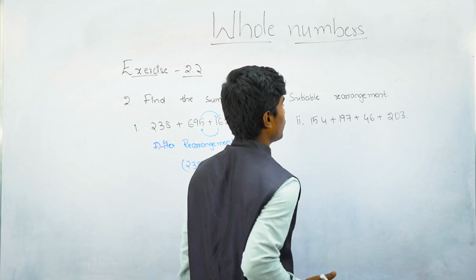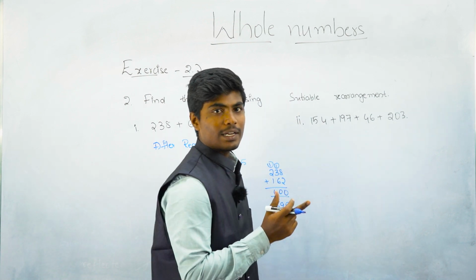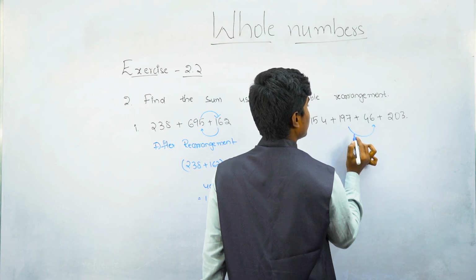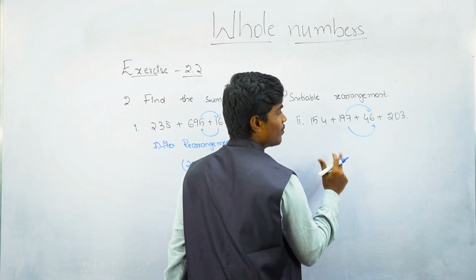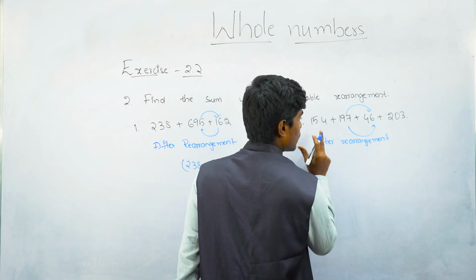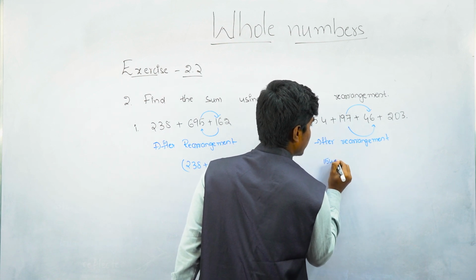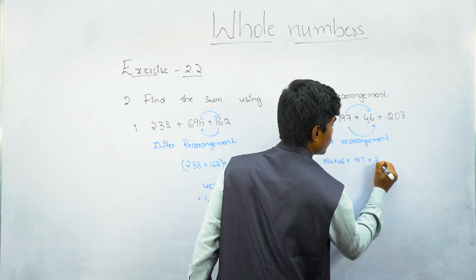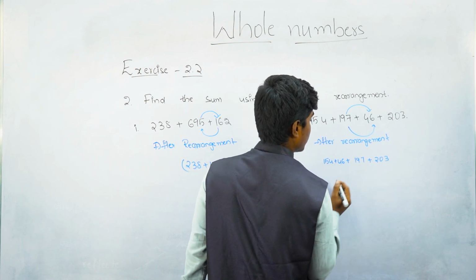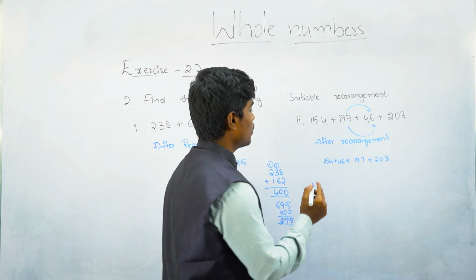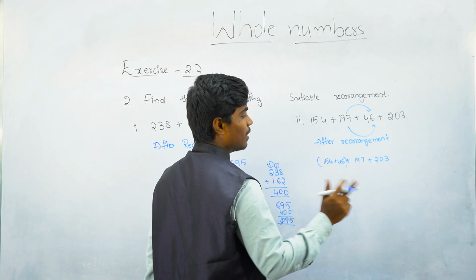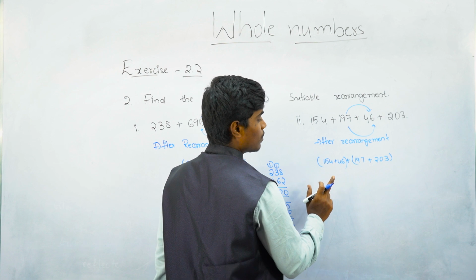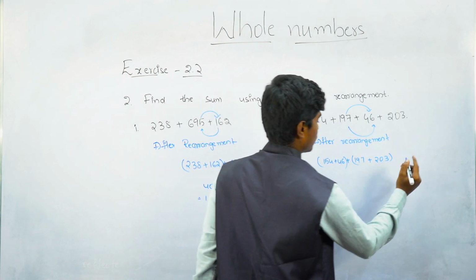Let's move on to the next problem. First, we have to rearrange the numbers. Let's swap the values, this 2 here and this 2. After rearrangement, the statement is 154 plus 46 plus 197 plus 203. First, let's find the value of the first two numbers, and next we find the value of the second two numbers.